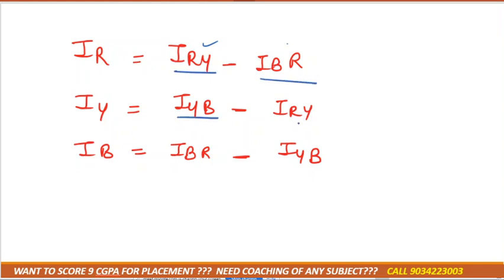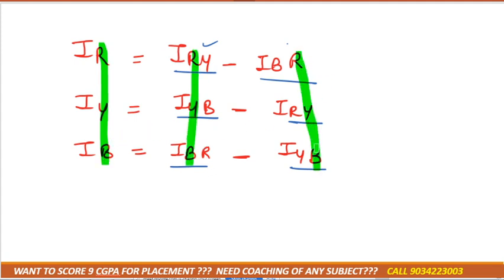How can you remember it? There is a sequence of RYB, RYB, RYB. R after Y, Y after B, so you can remember it like this.